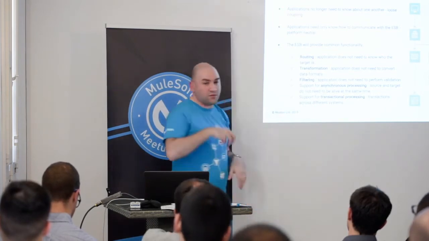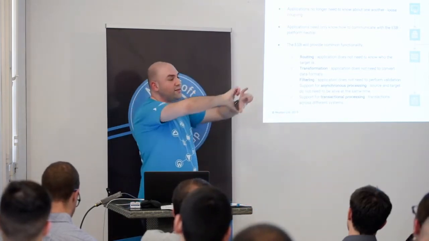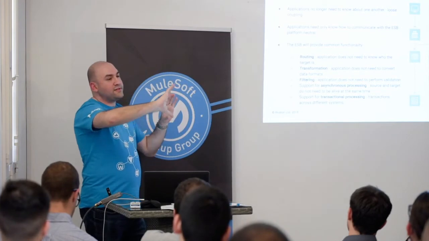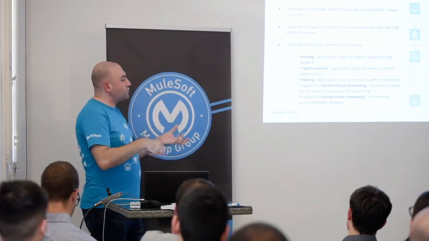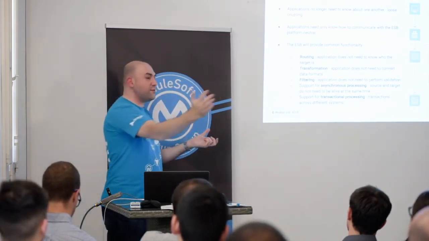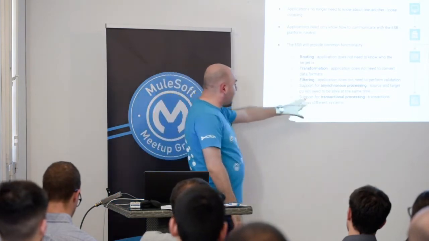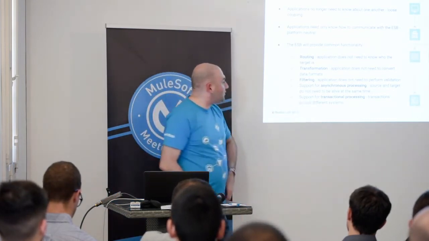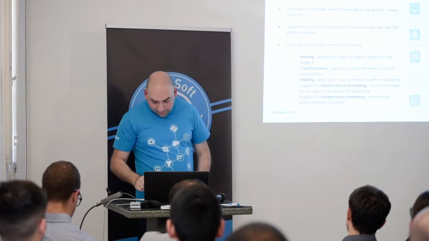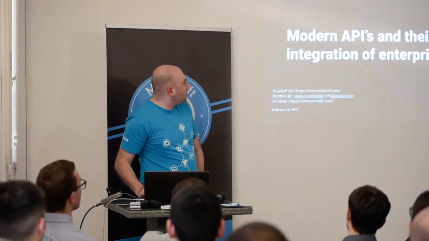And also, often you include support for transactional processing. This is very important, because when you start integrating, you want to have one transaction across multiple systems. And if something goes wrong, you want to be able to roll back across multiple systems. And often you get this transactional processing support. I think this is my last slide actually.